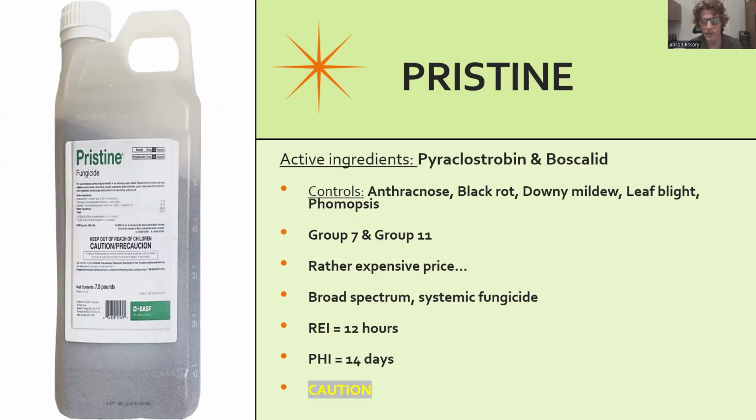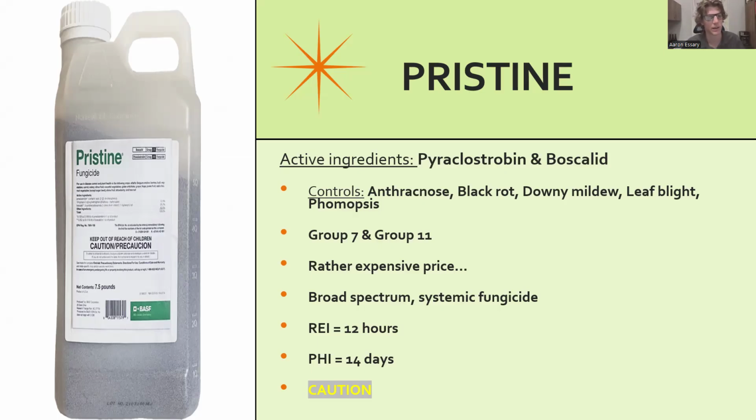The active ingredients here are pyraclostrobin and boscalid. You have two active ingredients in here that work in two different ways, so that reflects your mode of action. So if you drop down, you see group 7 and group 11. Both of these active ingredients work in a different way to kill fungus, which is why it's so powerful. Also, probably why it's expensive, but it's good. It will take care of a lot of diseases: anthracnose, black rot, downy mildew, leaf blight, phomopsis. So you have two modes of action in one fungicide, and it's great.